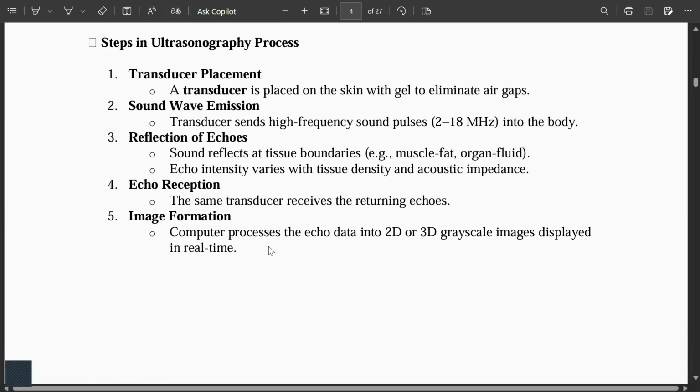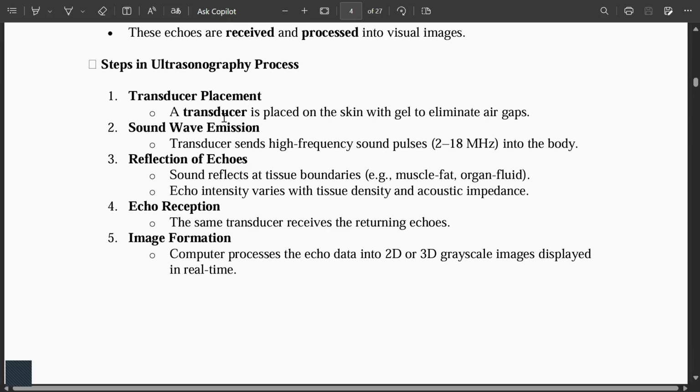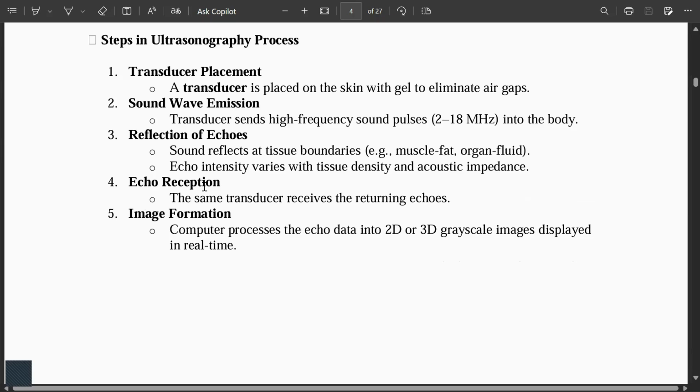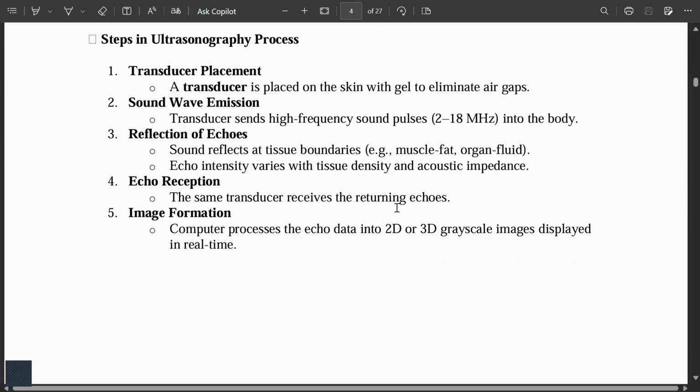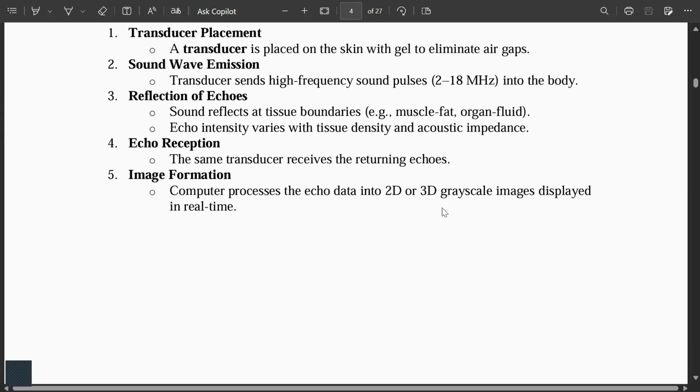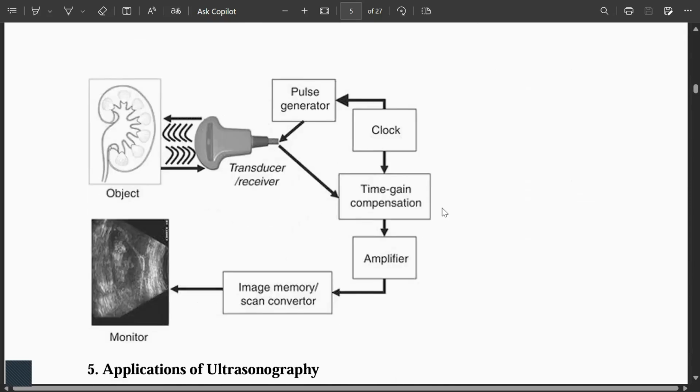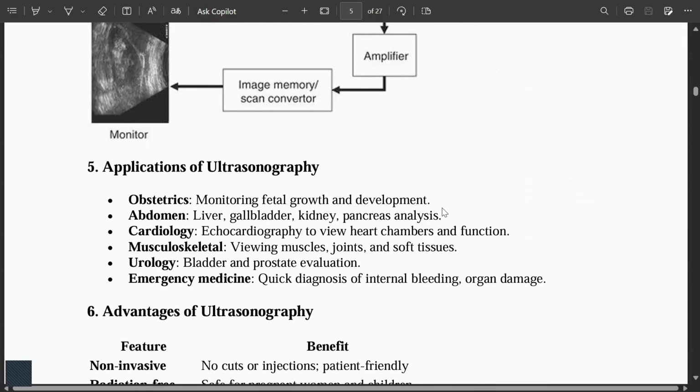You have to write the diagram. The transducer is placed on the skin with a gel to eliminate the air gaps. This is what you have to remember. A high frequency wave is sent to the body, and the reflection occurs at the tissue boundaries. The echo intensity varies with the tissue density. Then echo reception: the returning echoes are received, and the image is formed, which is 2D or 3D. Fine. Next is, what are the applications of this ultrasonography?